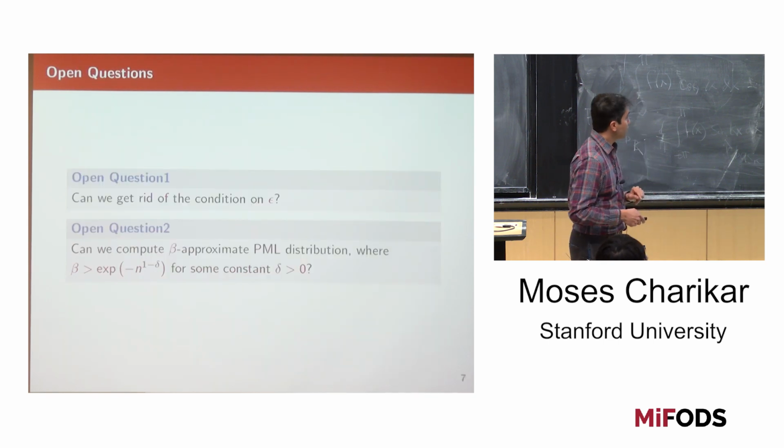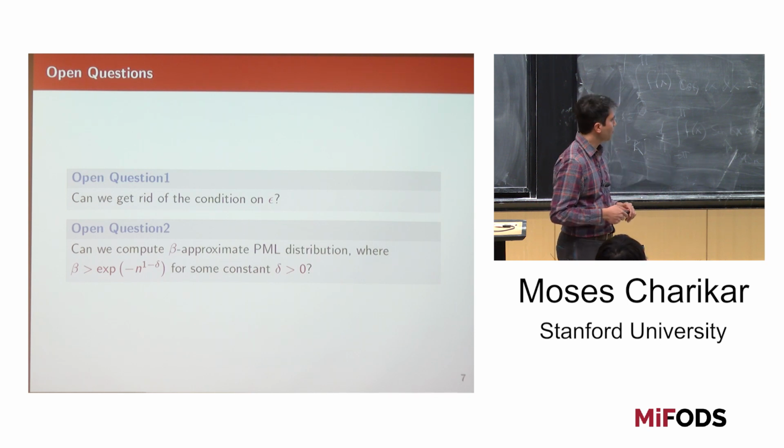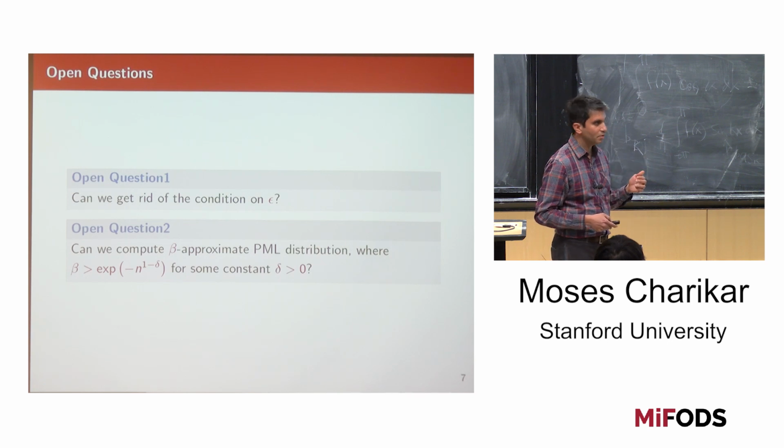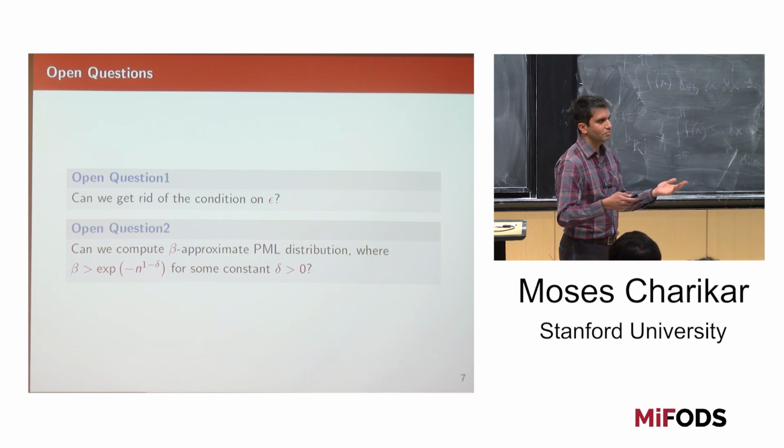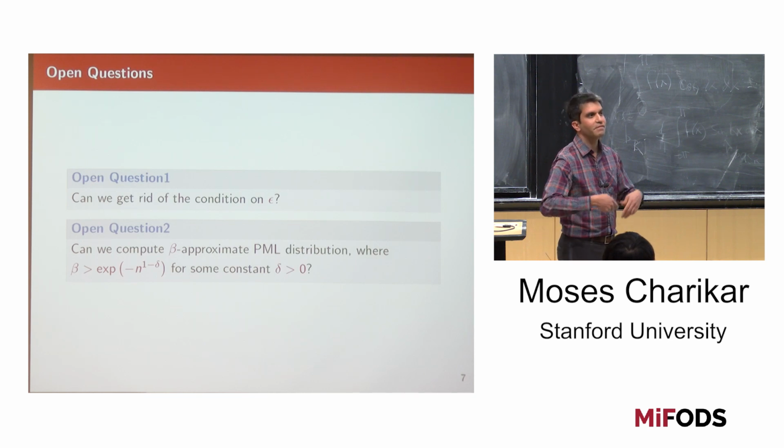Okay. So two questions, right? I'll try to answer both of these. One is, can we get rid of this condition on epsilon? And I'll give you some response to that. And secondly, and maybe the most interesting question here, is can we actually compute such an approximate PML distribution? Because so far I just told you there are all these heuristics and we don't have any guarantees on them, right? And this is the kind of guarantee that we want. We want to be able to say that what we output is within a factor of e to the n to the something better than 1 approximate version of PML.